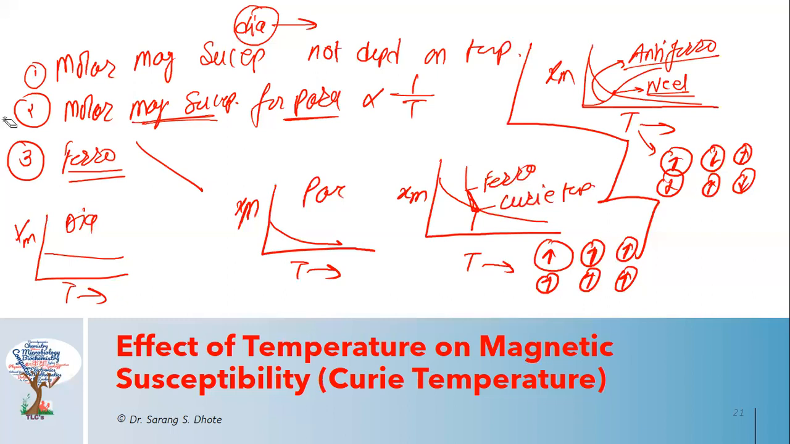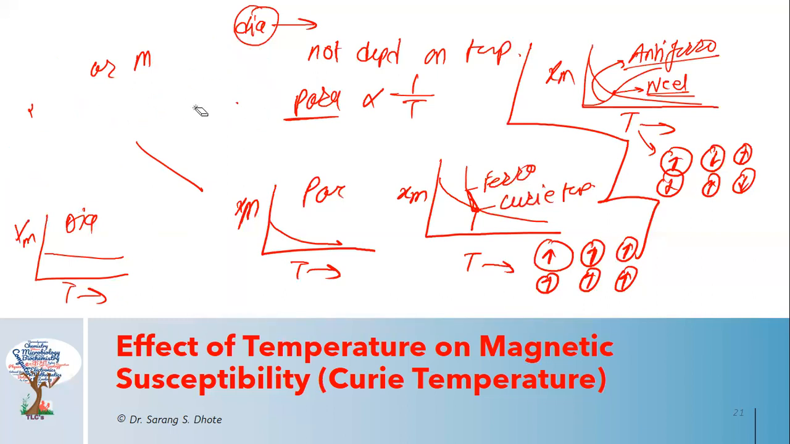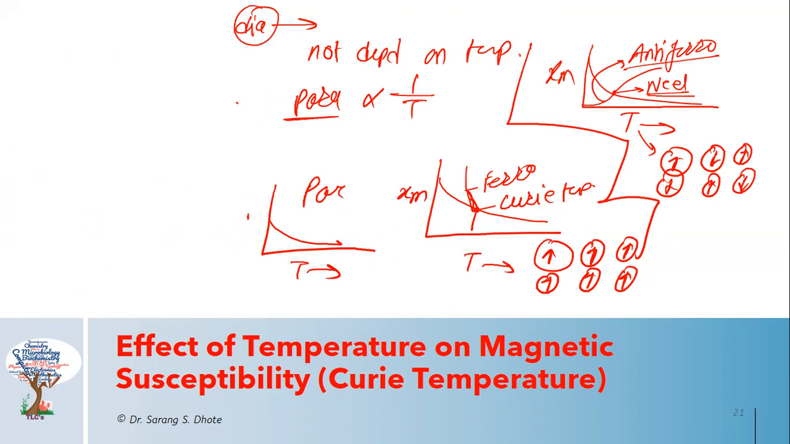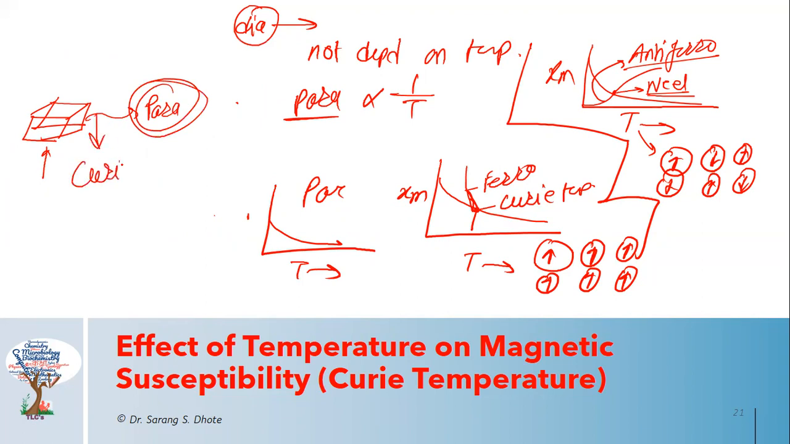Next one, what is the meaning of the Curie temperature? The temperature at which a ferromagnetic substance behaves like a paramagnetic is called the Curie temperature or Curie point. Suppose this is a ferromagnetic compound. अगर मैं इसका temperature बढ़ाऊंगा तो at a particular temperature it will behave like a paramagnetic, and that temperature is known as the Curie temperature. जैसे for example कोबाल्ट का Curie temperature होता है 1100 डिग्री सेल्सियस, whereas निकेल का होता है 400 डिग्री सेल्सियस.